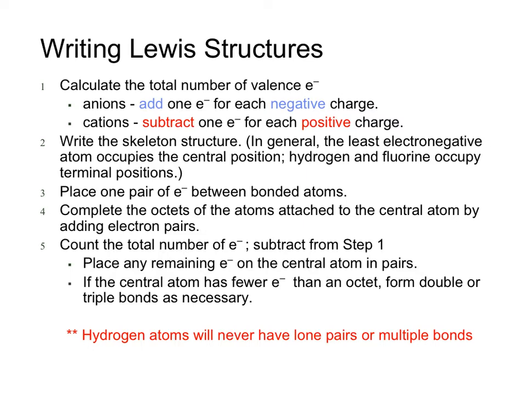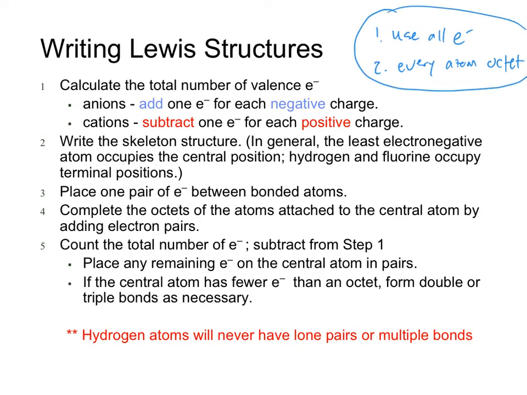Now this seems like a lot of rules to keep in mind, but if you stick to 2 main overarching rules for Lewis structures, 1, use all electrons, and 2, every atom gets an octet. If you go by those 2 rules and make sure that those 2 rules are always satisfied when writing a Lewis structure, you will probably be okay. And we'll look at some examples of what that means.